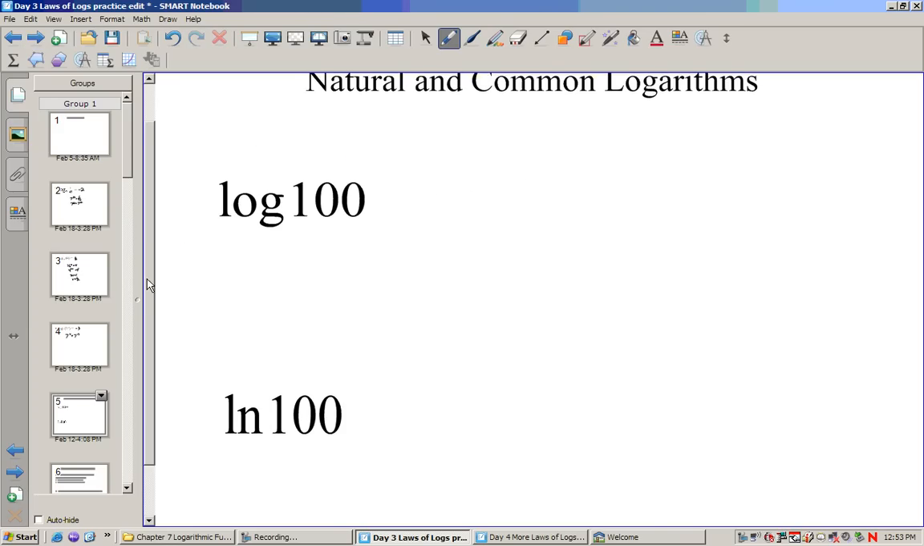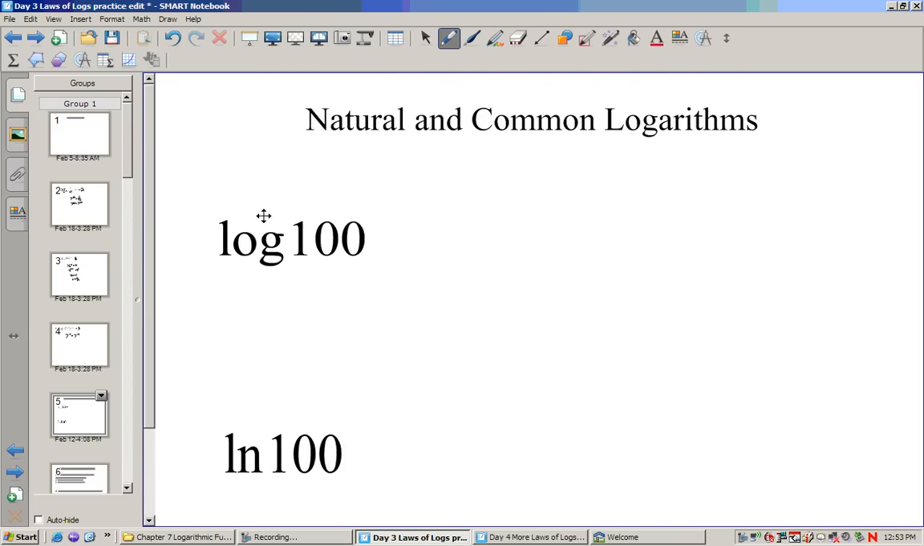Now, we have two important types of logarithms, common logarithms and natural logarithms. Common logarithms are when there's no base written here. We assume that that base is 10. So what this is saying is 10 to which power is equal to 100? So our answer is going to be 2, because 10 squared is 100.